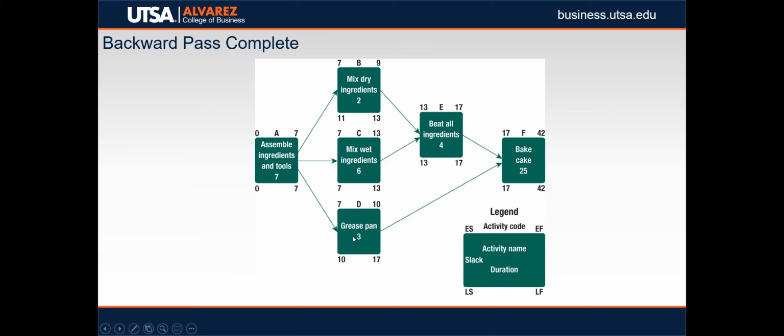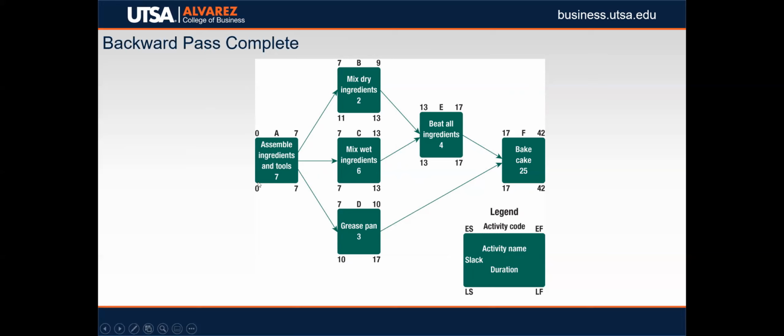17 minus 3 is 10. 13 minus 6 is 7. 13 minus 2 is 11. Now here we have that burst I told you about. Remember, when we're doing a backwards pass, we always pick the lower of the numbers. So you have a 10, a 7, and 11 as the late start. You always pick the lowest number, and we bring the 7 over.